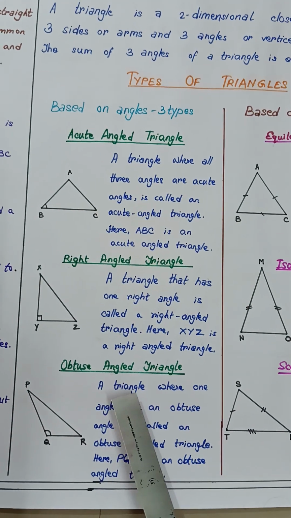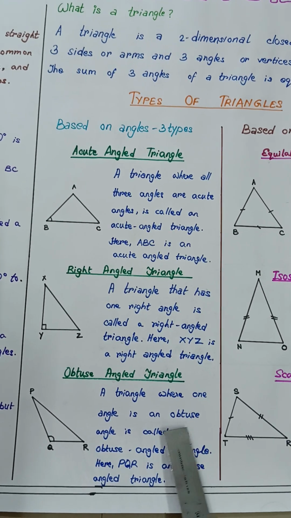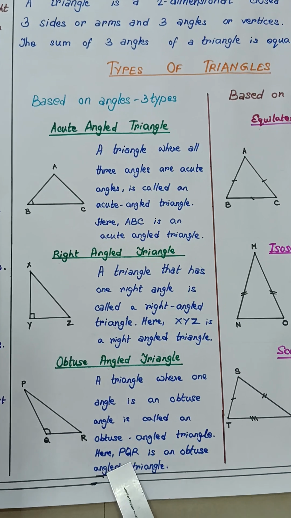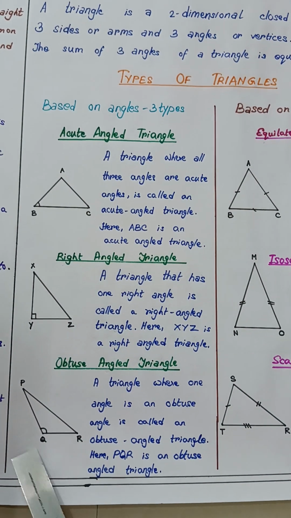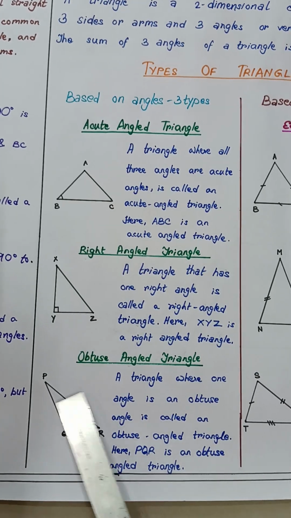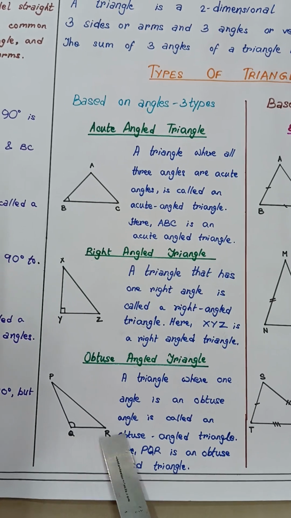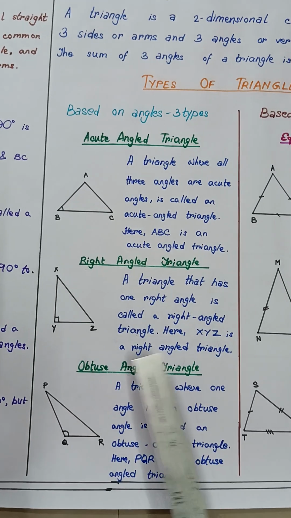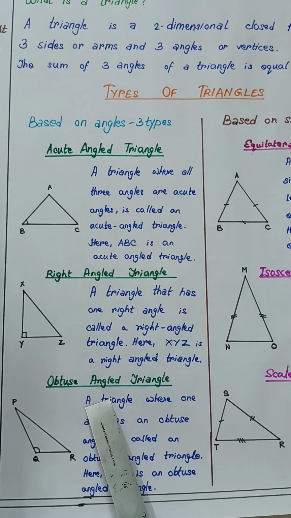An obtuse angle triangle is a triangle where one angle is an obtuse angle. Here PQR is an obtuse angle triangle. Follow the figure. Here three straight lines PQ, PR and QR form this obtuse angle triangle where the angle at Q is an obtuse angle. So this is all about the classification of triangles based on their angles.